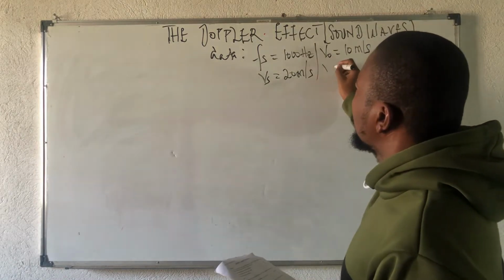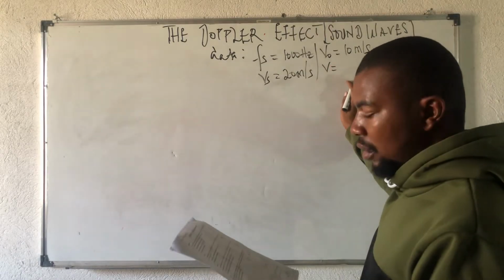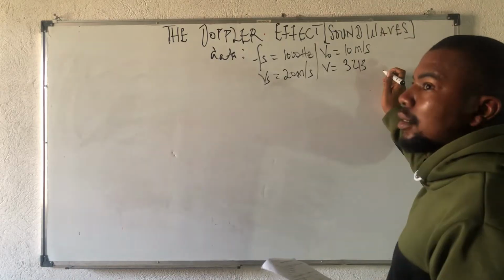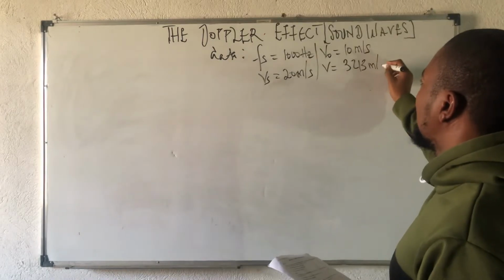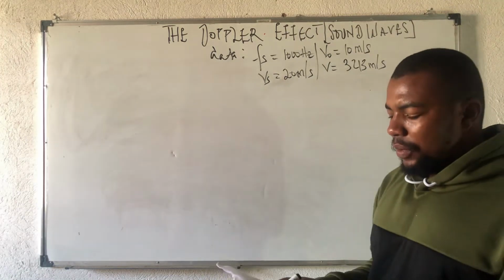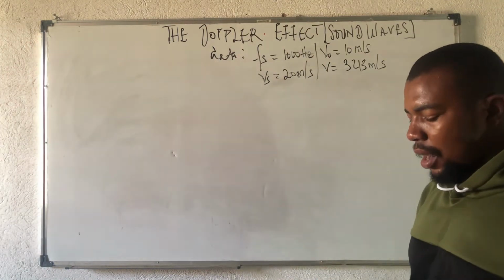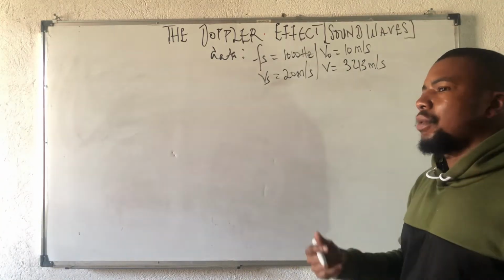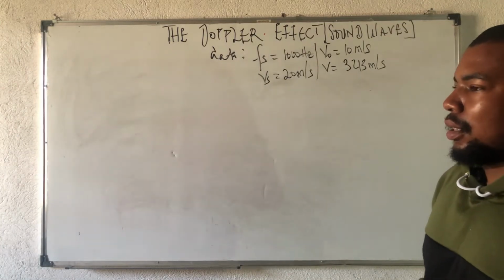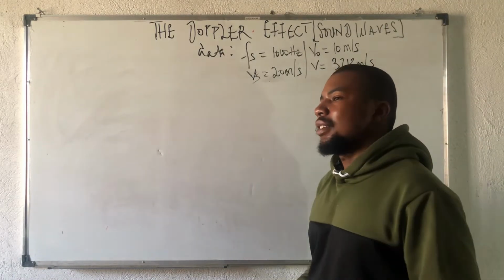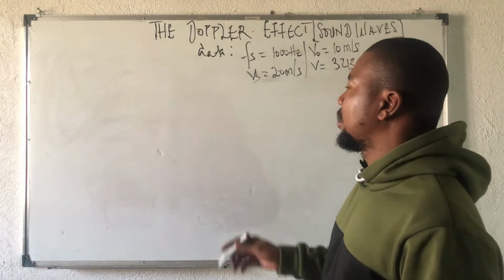We have the speed of sound in air, which is 343 meters per second. Now, the first part says we should calculate the observed frequency of the siren for the observer. Let's solve this interesting question, having listed out the given parameters.